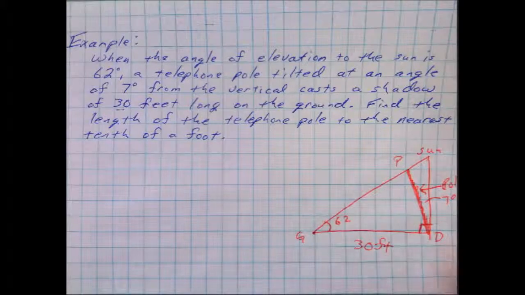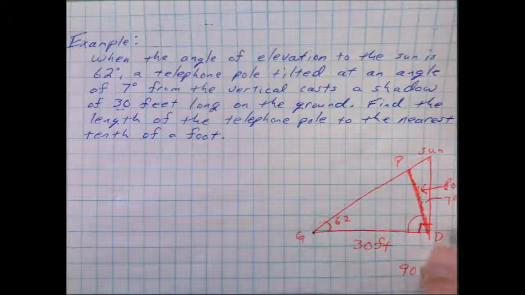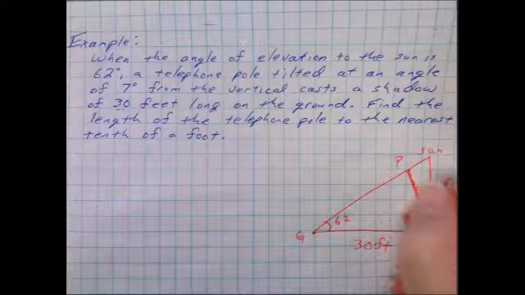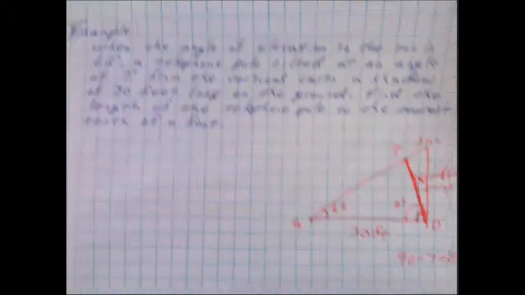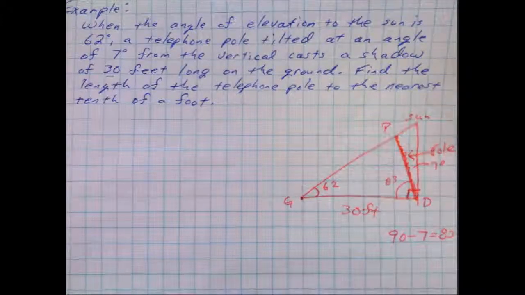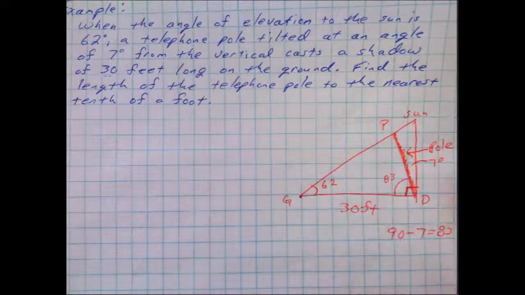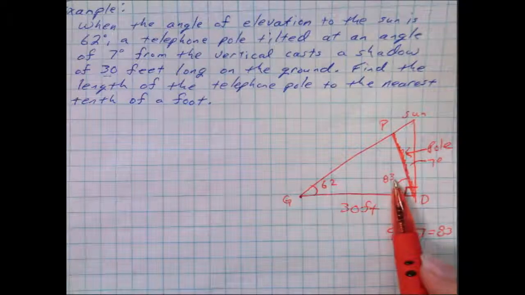So to find this angle, we're going to take 90 minus the 7, which is 83. So this is an 83 degree angle. Oh, I apologize, you can't see my work there. So I just took 90 minus 7 equals the 83, so that's how we get this. This is a right angle, which is 90. We said this was 7, so we're just subtracting those.